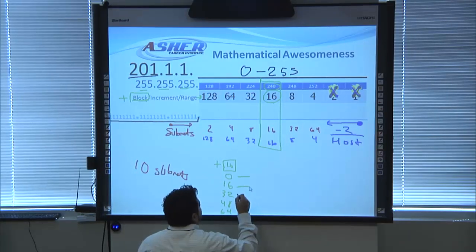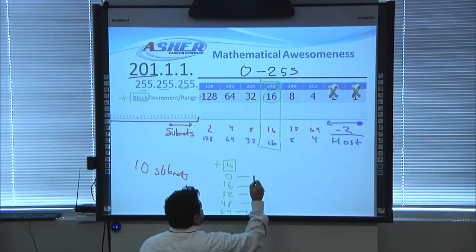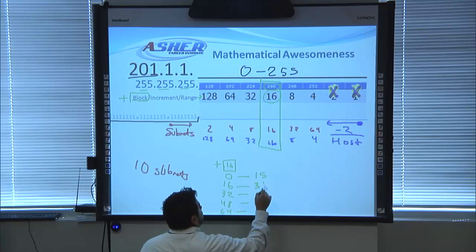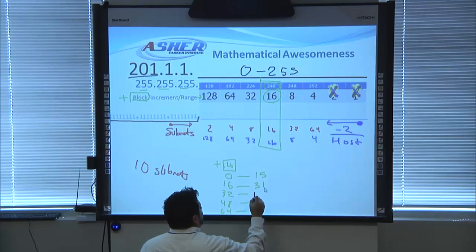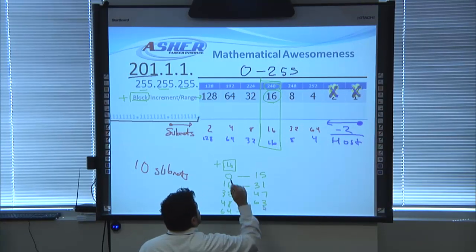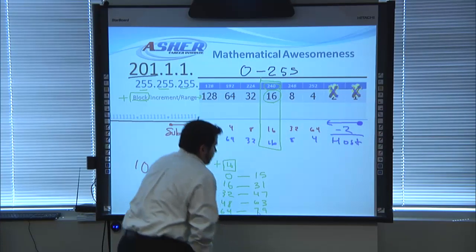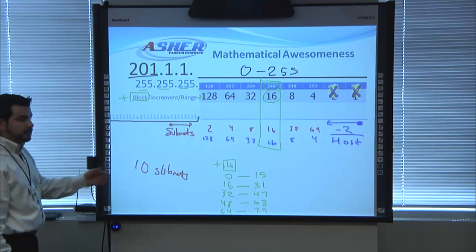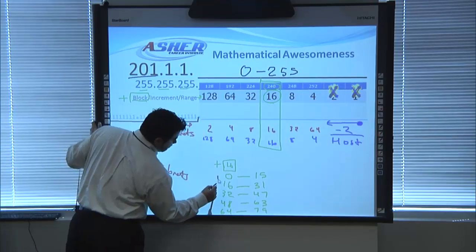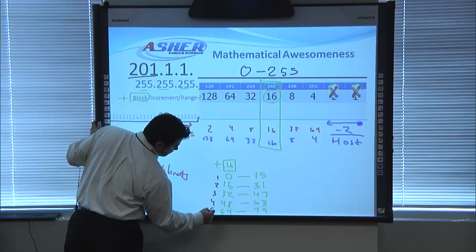But then you can fill out your ranges, which would be one number before 16, one number before 32, one number before 48, one number before 64, and what is 63 plus 16? 79. So there's our ranges. This would be my first range, second range, third range, fourth range, and fifth range.